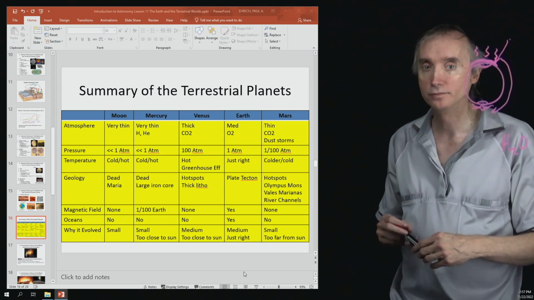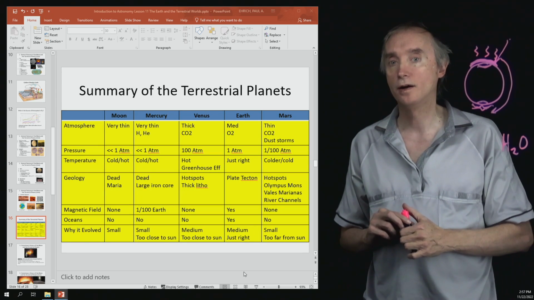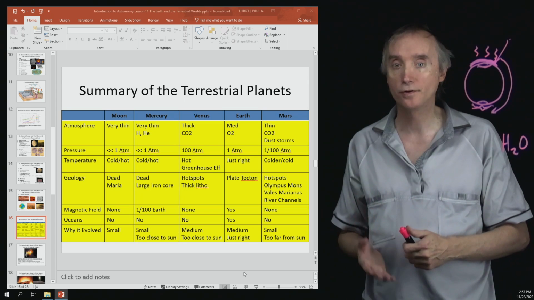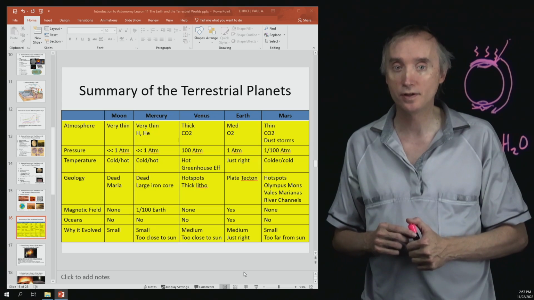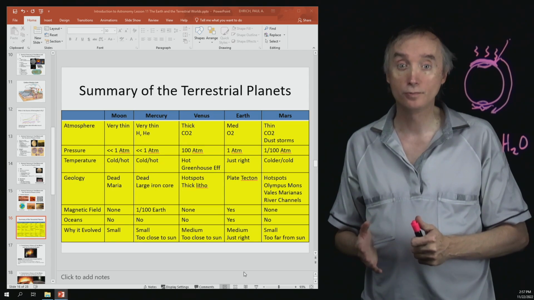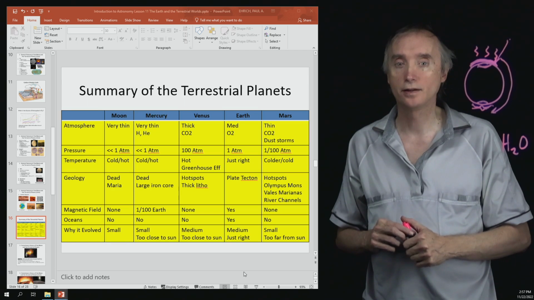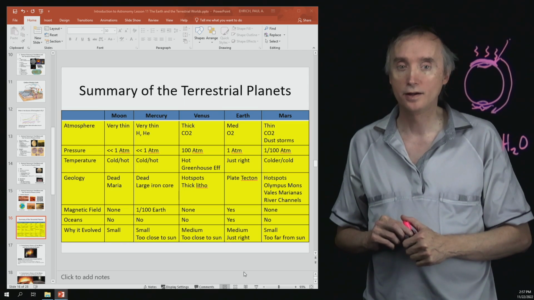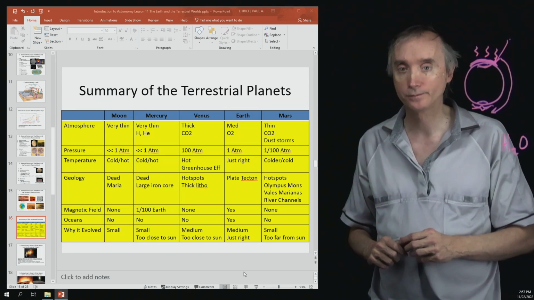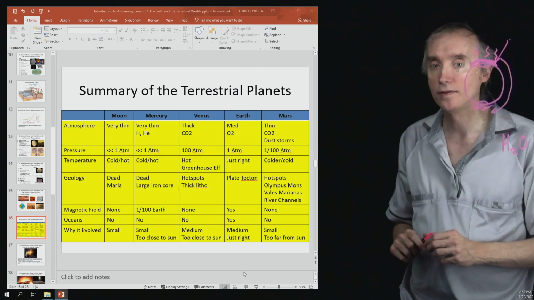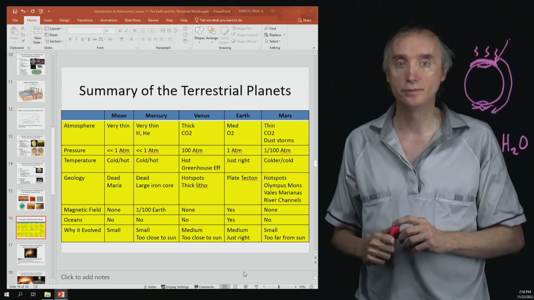If you look at Mercury, the atmosphere is very thin, composed of hydrogen and helium, very low pressures because the atmosphere is thin, large temperature swings because the atmosphere is thin, and also because it's very close to the sun. The geology, dead. It has a large iron core, does have a small permanent magnetic field like a bar magnet. No oceans, and then again, why did it evolve the way it did? Very small, too close to the sun.